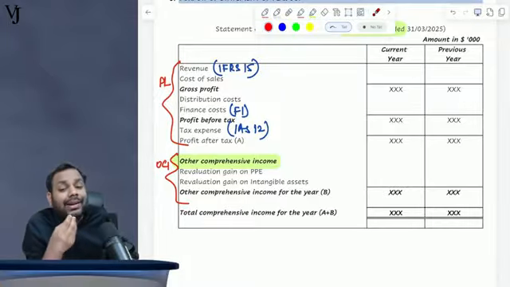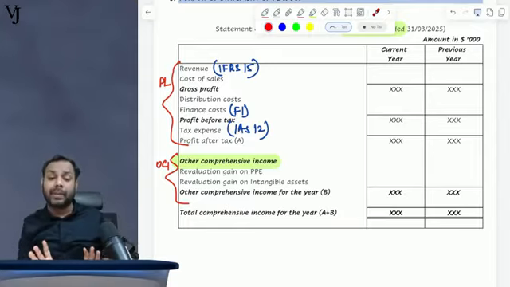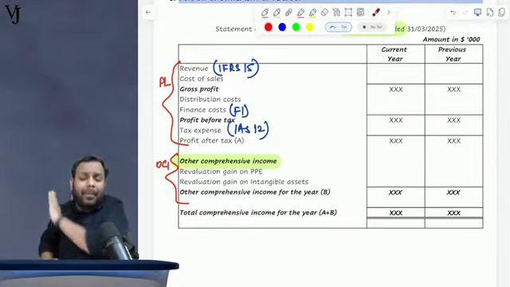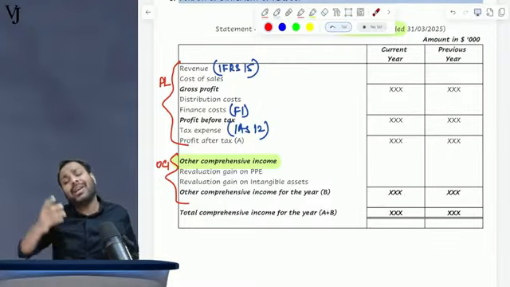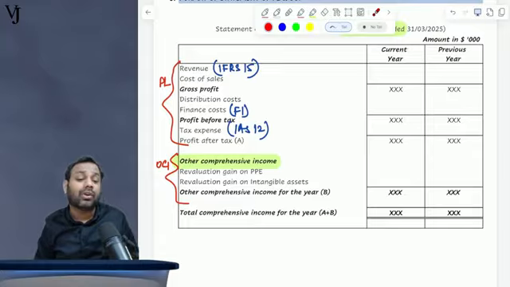So now the standard setting body told that, okay, this is a gain which we have to disclose to our investors. So they included a new component in P&L by the name other comprehensive income. Other comprehensive income means whatever is left gets to other comprehensive income.